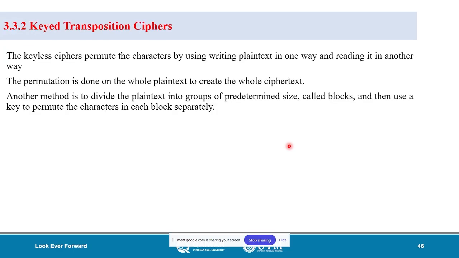Now, keyed transposition ciphers. The keyless ciphers permute the characters by writing the plaintext in one way and reading it in another way.